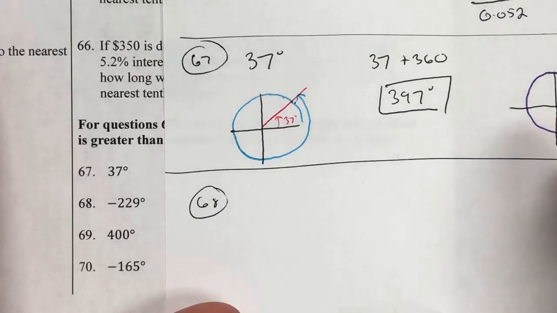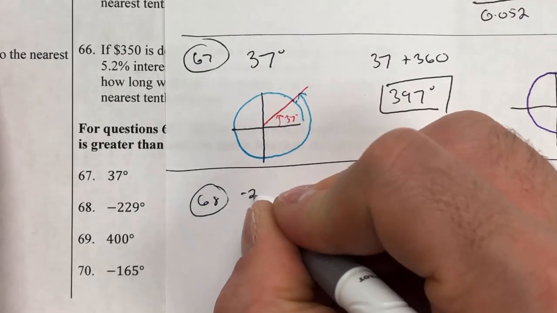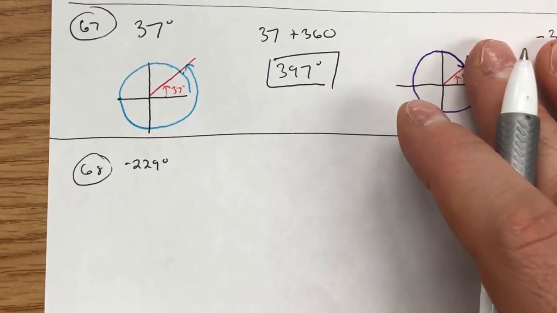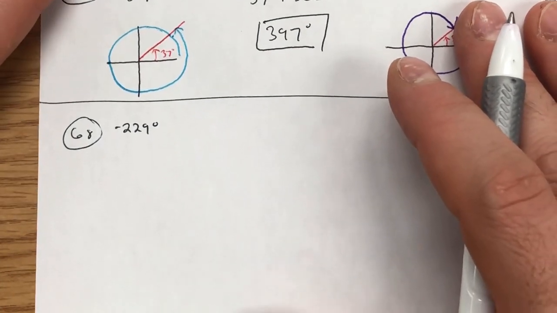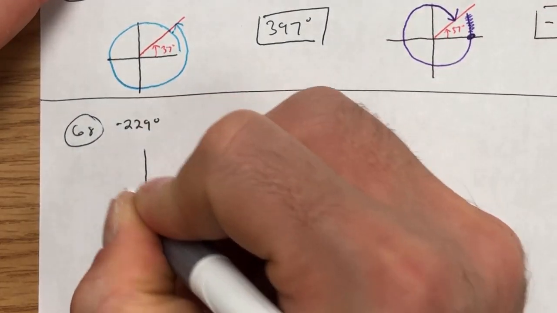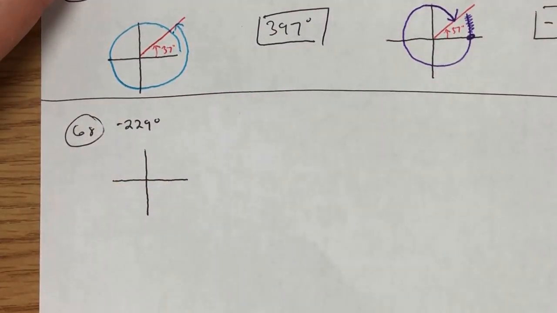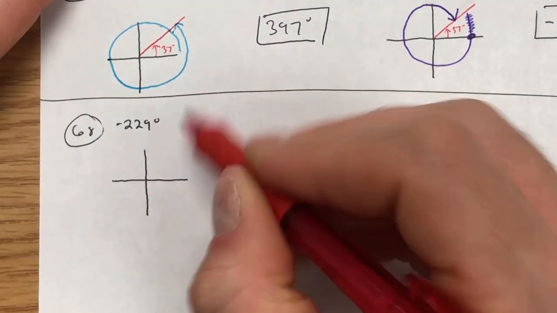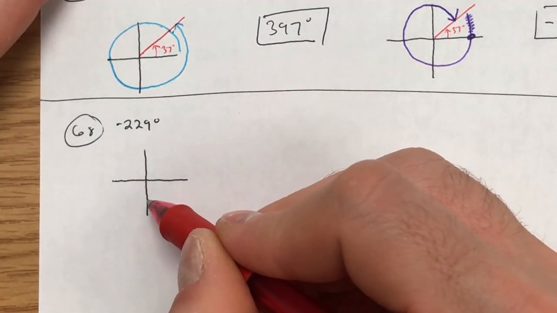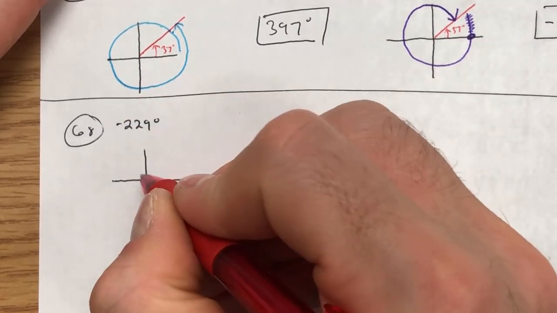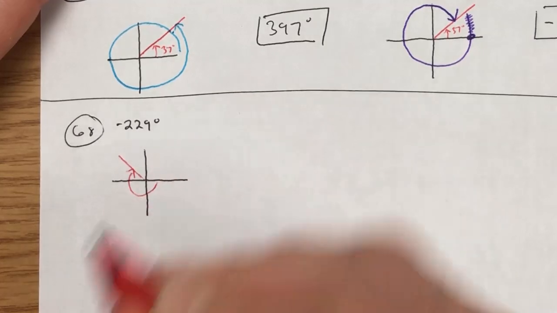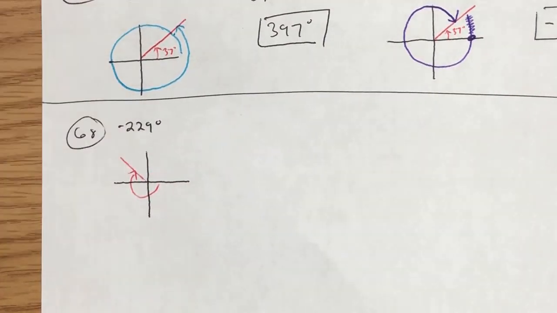So 68 is going to be negative 229. Okay, so we're going to do the exact same setup. So negative 229 degrees. We know the positive direction is anti-clockwise. If I'm going negative 229 degrees, let's see, that's 90, 180, 270. I'm somewhere in here. So right there, there's my 229 degrees in the negative direction.